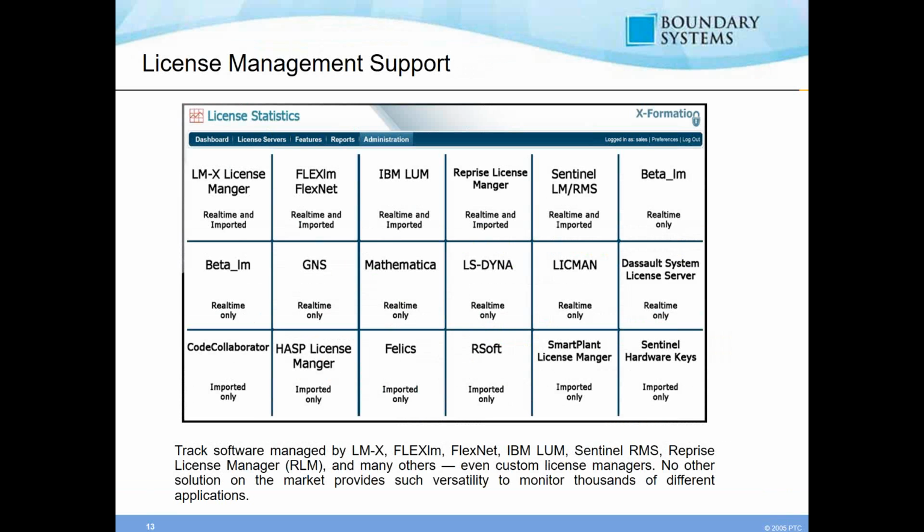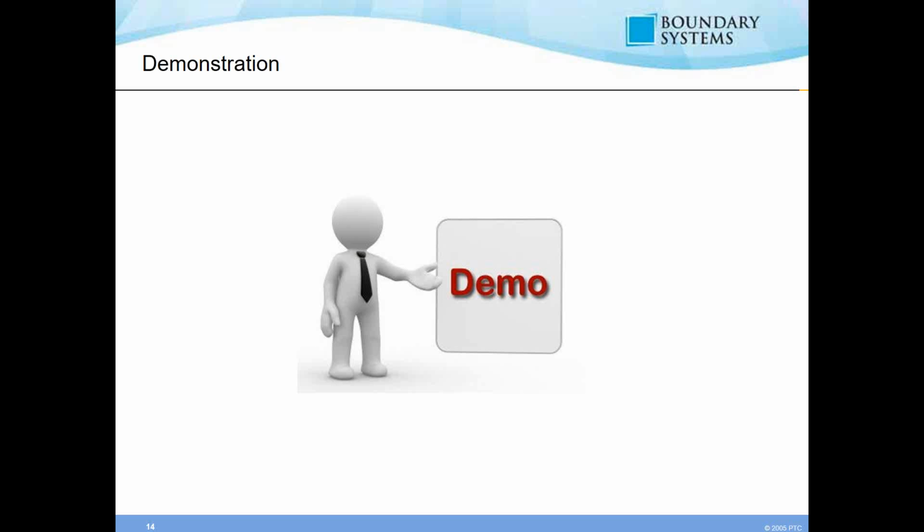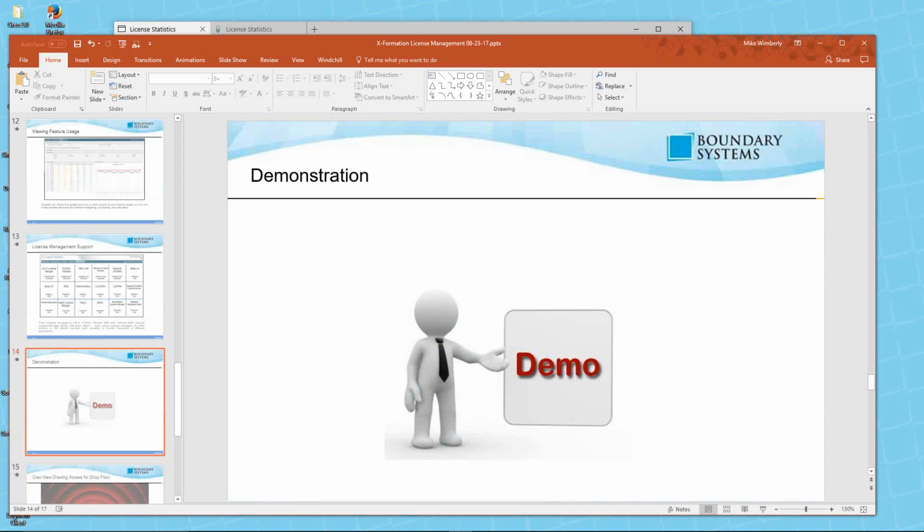So some of them allow for both. Some of them allow for one or the other. As you can see, there's a beta LM that is real-time only. There's a GNS that's real-time only, but the bottom row talks about some of the ones that are, once again, import only, which you can't monitor, but it allows you to import the data inside of the software. All right, so at this point, we're going to go ahead and get out of the presentation piece of it and then go into the actual license management part.